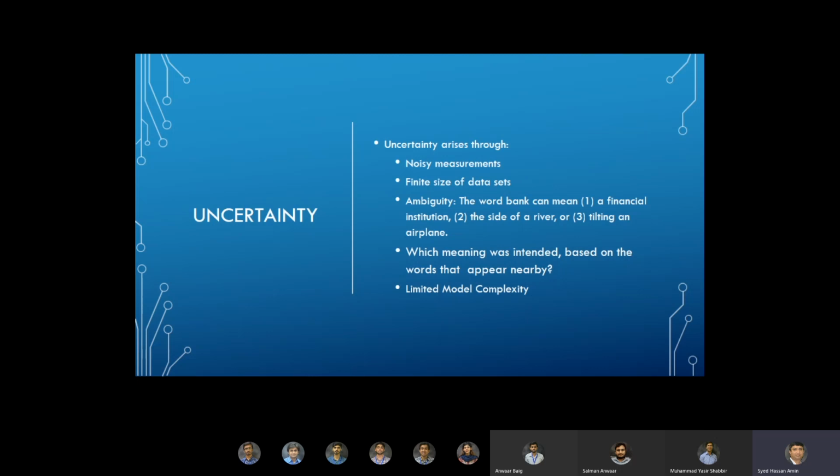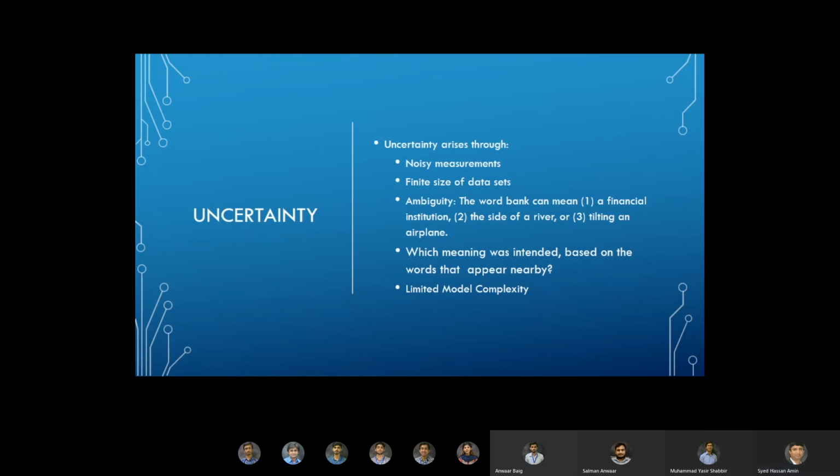There is also ambiguity, often in real world data. The word bank can mean a financial institution, the side of a river, tilting an airplane, etc. So there are multiple meanings associated with real world phenomena, and it applies to numbers as well. Numbers might be interpreted in many different ways. Which meaning was intended depends on the words that appear nearby, so we might want to deal with that uncertainty by looking at surrounding words, and that's a statistical investigation on its own.